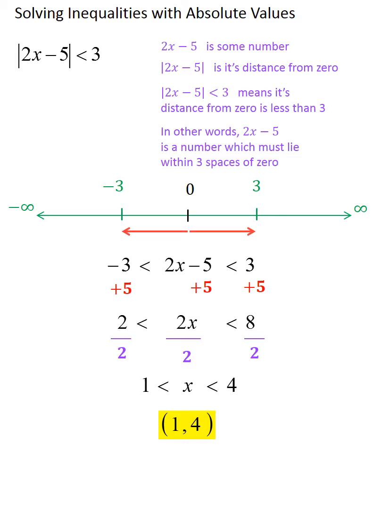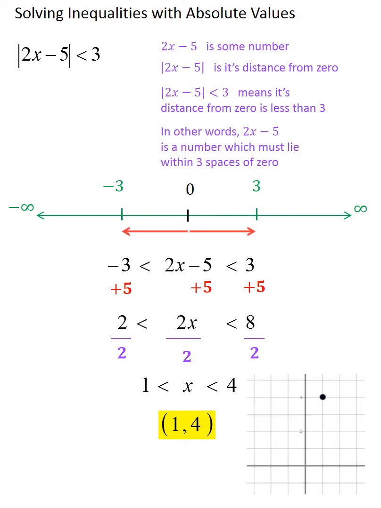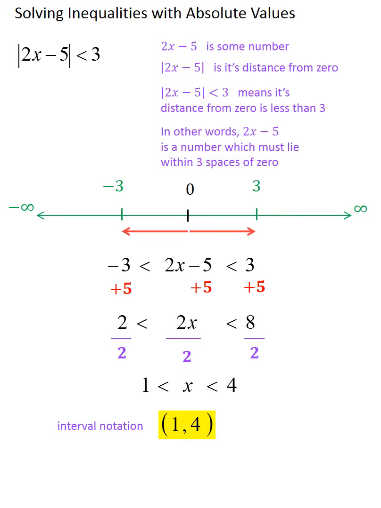By the way, this does not mean the graphed point (1, 4), although it does look like that. This is called interval notation, and what it indicates, with the comma being interpreted as the word "through," is that x can be any number 1 through 4.